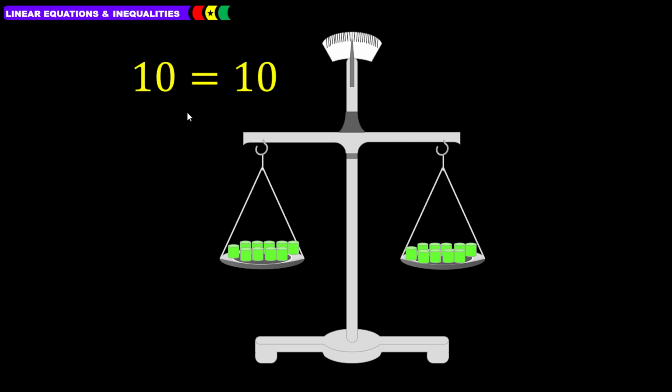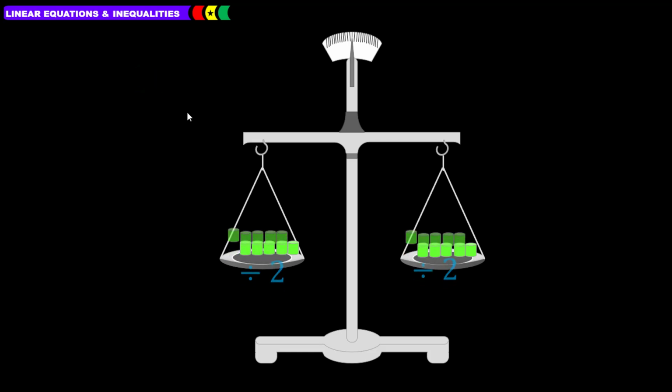This time, let us divide the items in both pans by 2. What do we have? We are simply going to have 5 left in both pans. Do you see the balance shifting? No. It still remains the same. So simply put, 5 is equal to 5 as shown on the screen. This simply means that dividing both sides by the same number does not also change the balance.